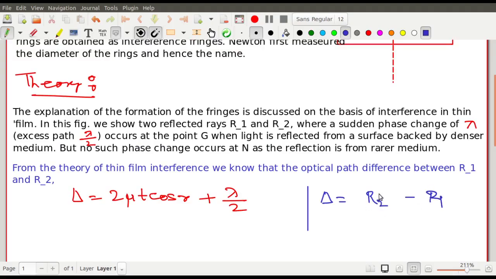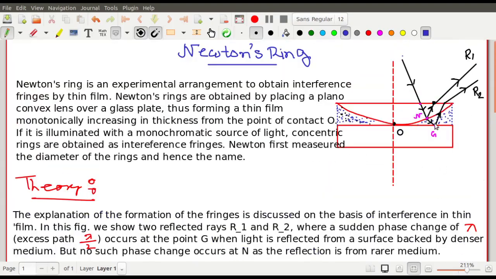The path difference I have taken as the greater one minus the smaller one. So obviously which one is greater over here? Up to N it is the same, and after N this one is R1 and this one is R2. So definitely the R2 path is lengthier. The R2 path is greater in size. So that is why I need to take R2 minus R1.